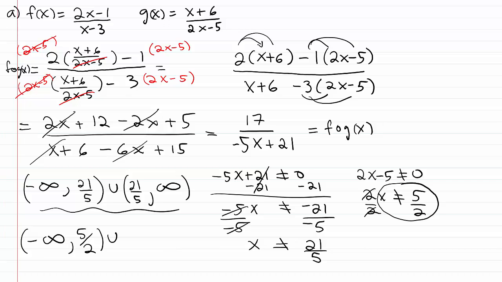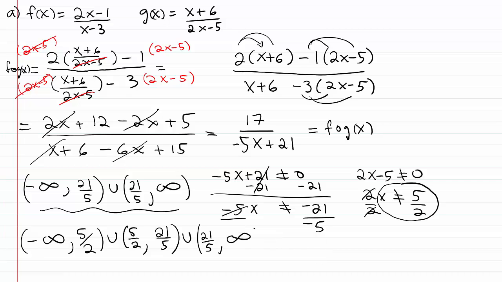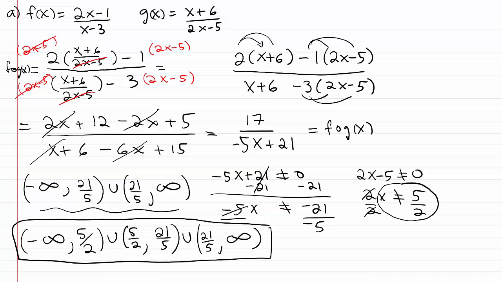So union from 5 halves, so we'll pick up again at 5 halves, not including it though. Go up to the 21/5, right? Close parenthesis, union, and then we do 21/5 all the way to positive infinity. So this is the domain of the function. That's the domain of the composite function. So basically it's all real numbers except for 5 halves and 21/5.